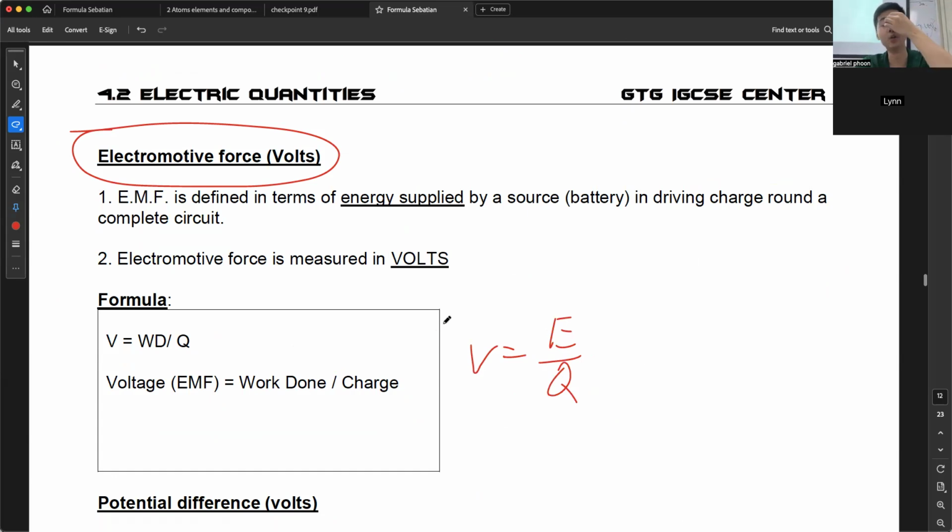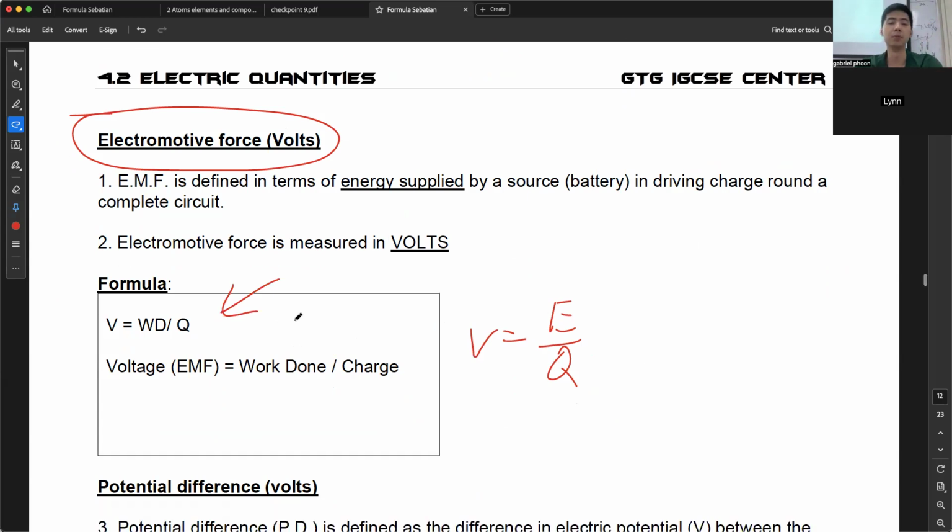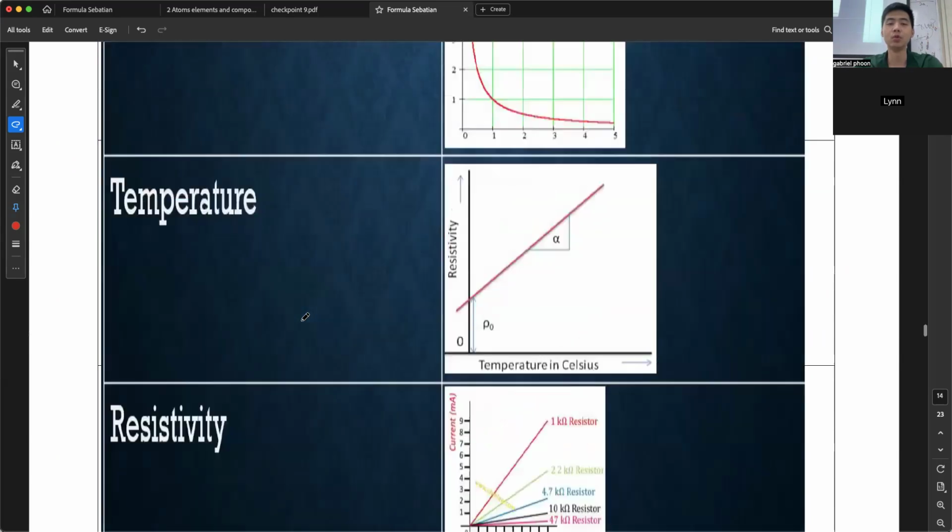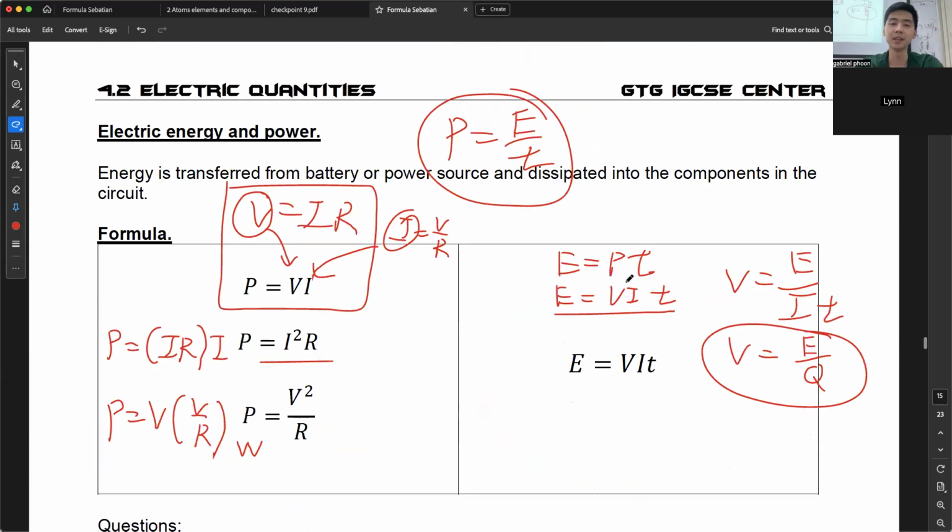So I know a lot of students, they always cannot remember this formula. You won't be the first and you won't be the last. Okay? If you don't remember this formula, at least try to remember this formula, because I think E equals to power times time, E equals to VIT, then V equals to E over IT is easier to remember. So you have a thought process downwards instead of using pure memory to remember, which I know most of you guys will not. Okay? Think about a process to remember it.